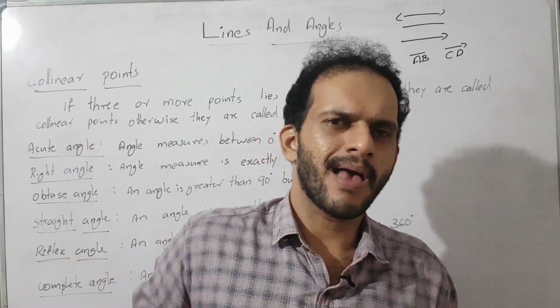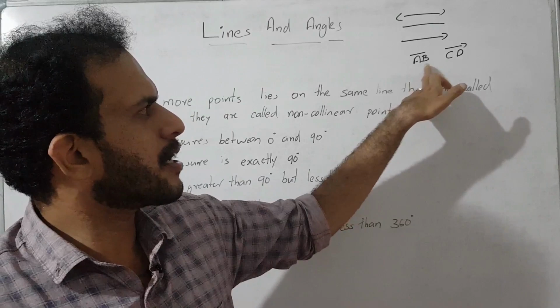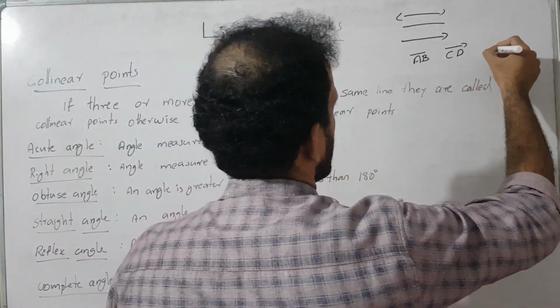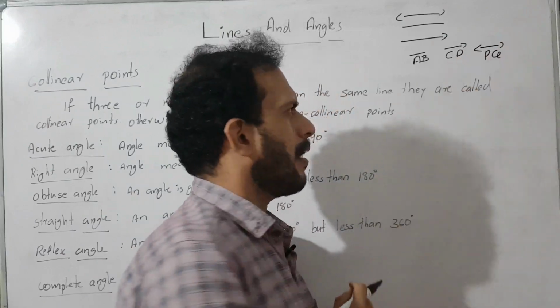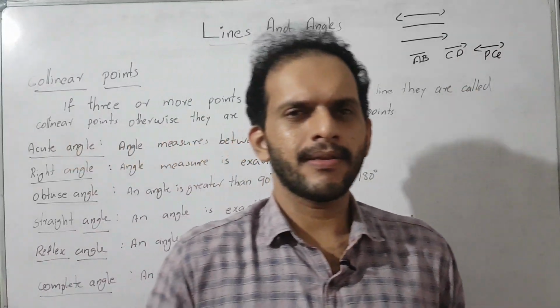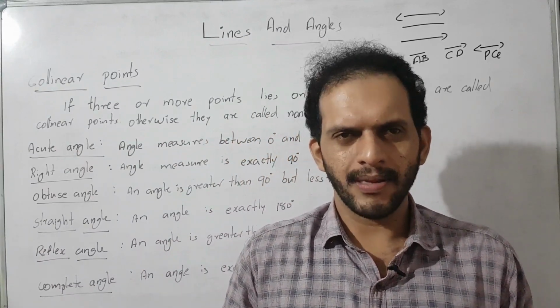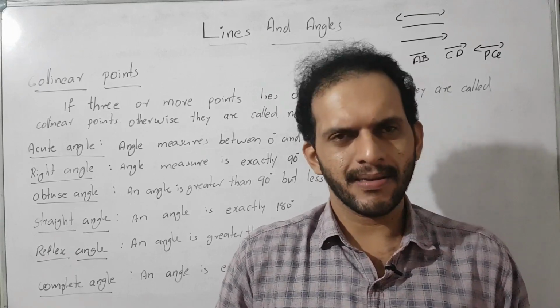Okay, lines and angles. So don't forget, this is the representation of a line segment, this one is the representation of a ray, and this one is the representation of a line. We read it as line PQ. Okay, line PQ. Don't forget these ideas. Clear? So in this chapter, first we are discussing these ideas.